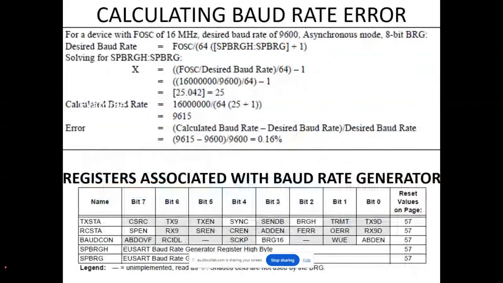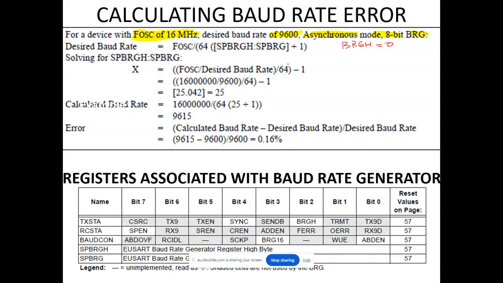So let's see an example. For a device with an oscillator frequency of 16 megahertz and a baud rate of 9600 in asynchronous mode, 8-bit mode with BRG, so 8-bit mode BRG. Okay, so here we selected BRGH equals 0. Let's add here BRGH equals 0.